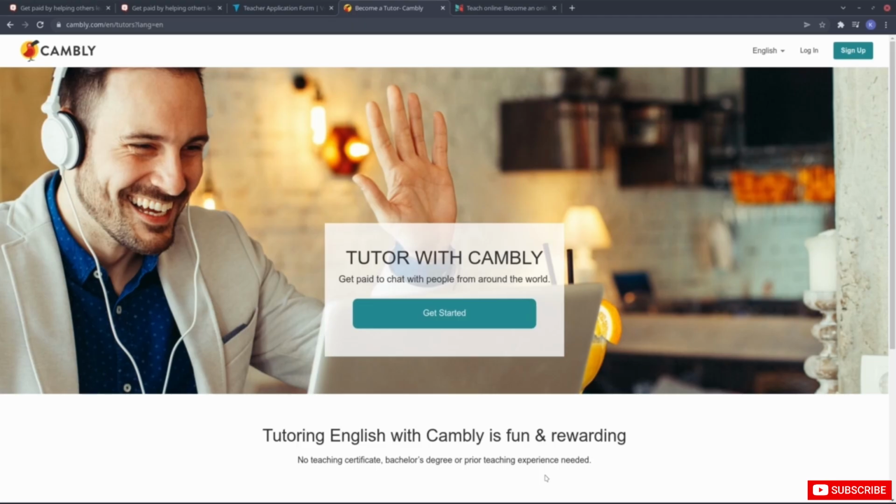The setup with Cambly is a little bit different. Unlike Verbling and italki, where students book specific lessons with you, so a student might book a reading lesson with you on Monday between 9 to 10.